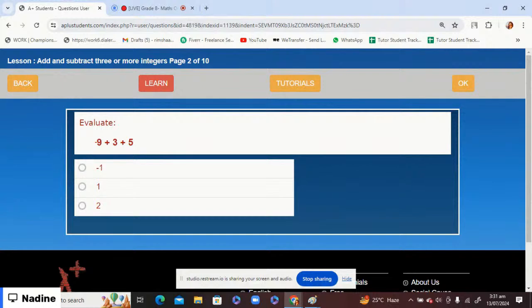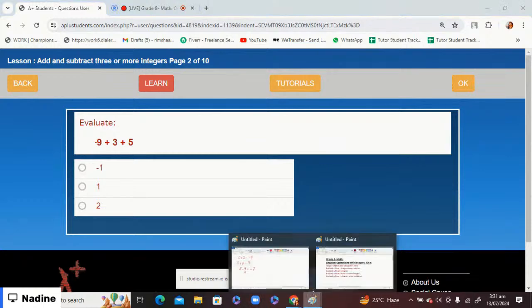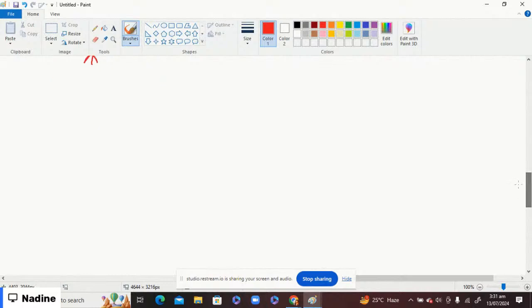Now solve this one. Minus 3 plus into 3. It's negative sign. Negative 9 plus 3 plus 5.